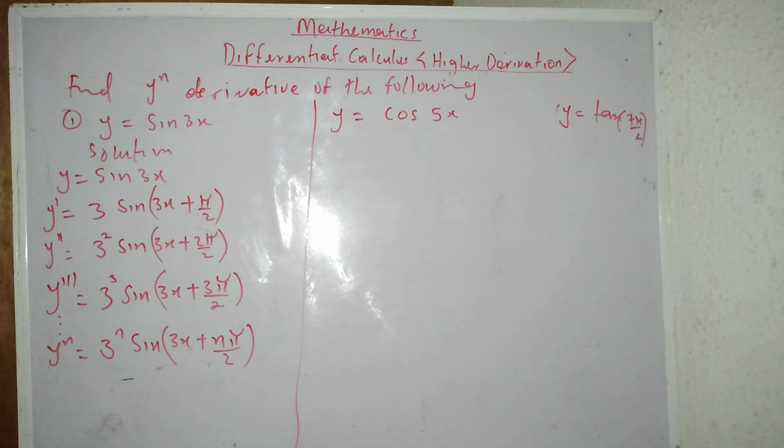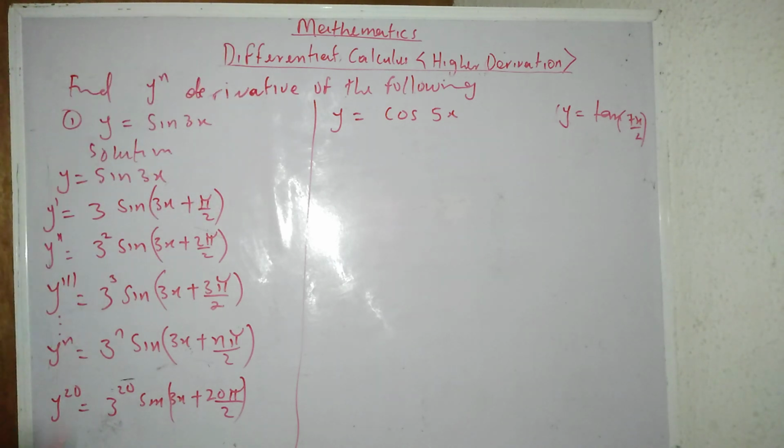With the help of this, I can find my 20th term. I can find my 50th term, any of my terms. It means if I'm referring to 20 times, it means 3 raised to power 20 sine (3x + 20π/2). And what is my pi? My pi is always equal to 180. It means I can do whatever I want to do. That is my final answer.